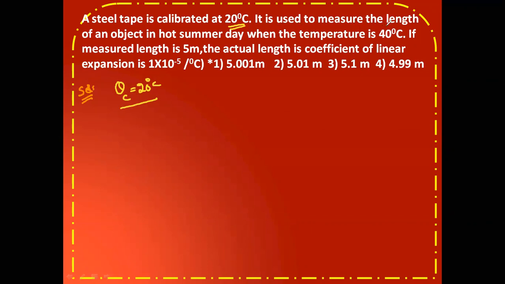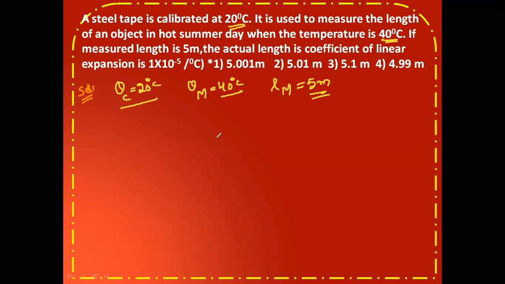It is used to measure the length of an object on a hot summer day when the temperature is 40 degrees Celsius. So, theta measured is equal to 40 degrees Celsius. The measured length they give is equal to 5 meters.